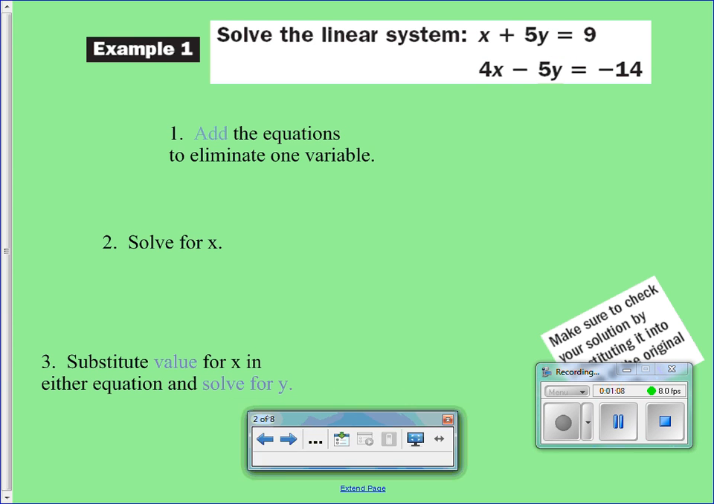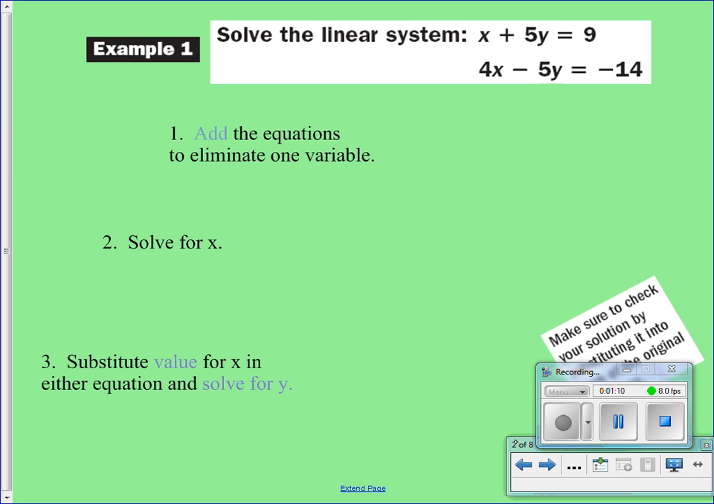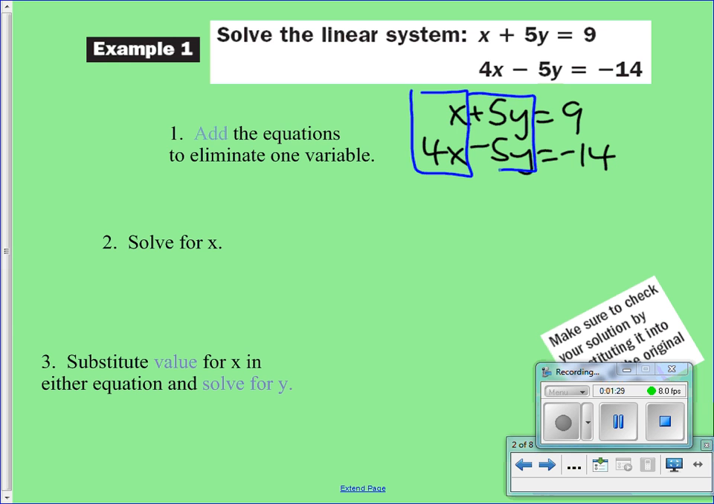So if you've got this system, you've got x plus 5y equals 9, and 4x minus 5y equals negative 14. And I do strongly recommend you writing these up and down like this. So you've got your x's, you've got your y's.